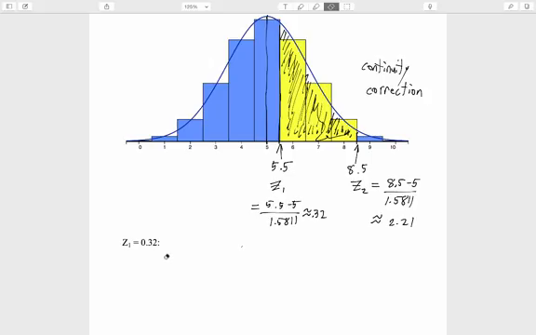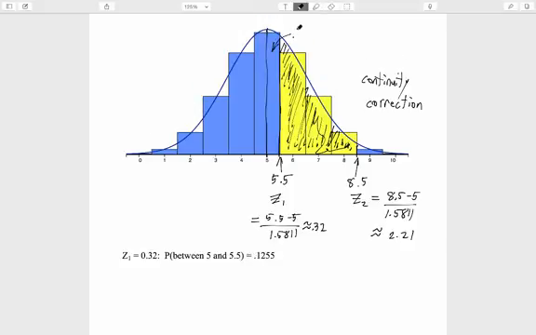Now we go to the table. We look up z1 equals 0.32. That will tell us the probability of this region in here from the mean to 5.5. And that's 0.1255. There is a 0.1255 probability attached to this thin sliver between 5 and 5.5 along our horizontal axis. When we look up z2, which is 2.21, in the table, that tells us the probability between 5 and 8.5. That whole region from the mean all the way up to 8.5 has a probability of 0.4864.